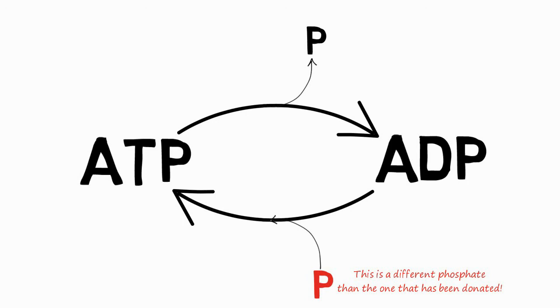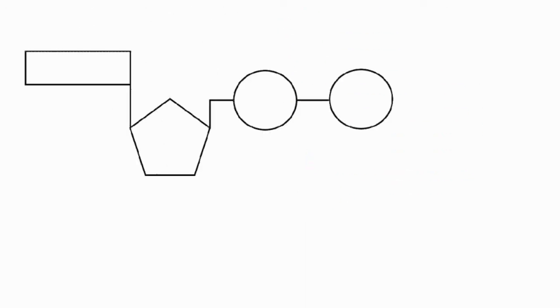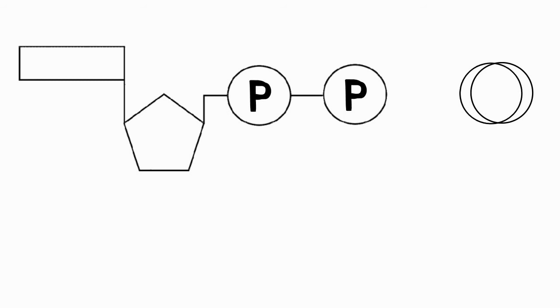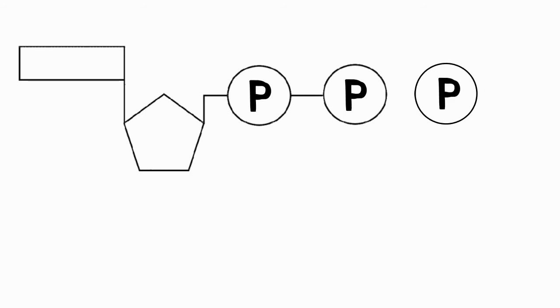Donating a phosphate group is relatively easy. The bond holding the terminal phosphate is really easily broken. Replenishing the ATP molecule, on the other hand, is not that easy, and the reason is the electric charges of the phosphate groups. They are the same.